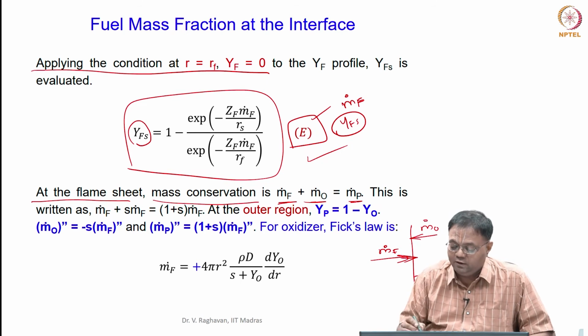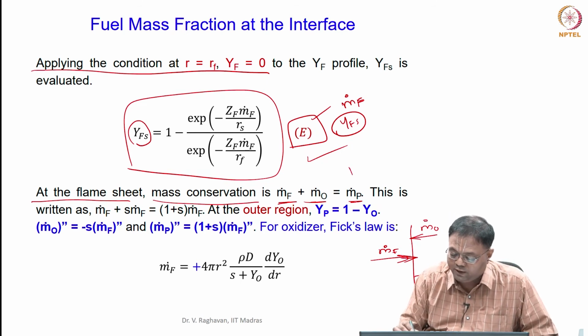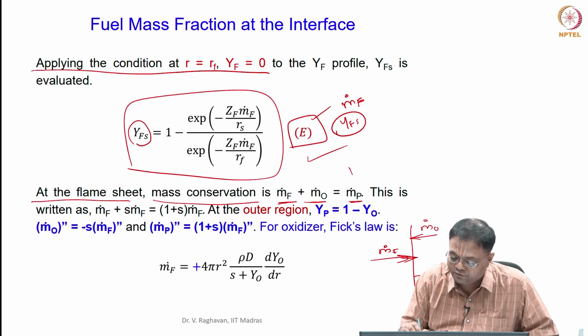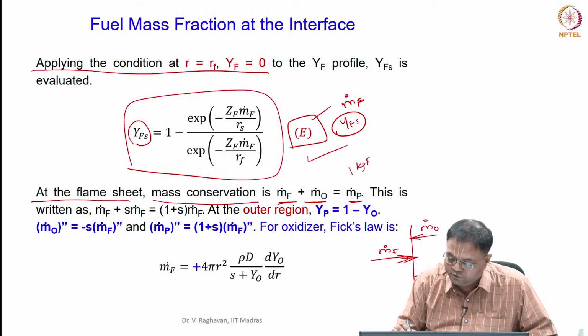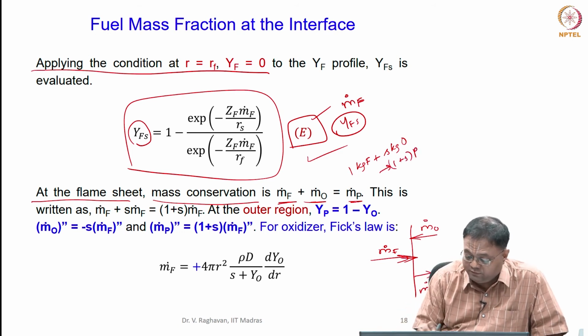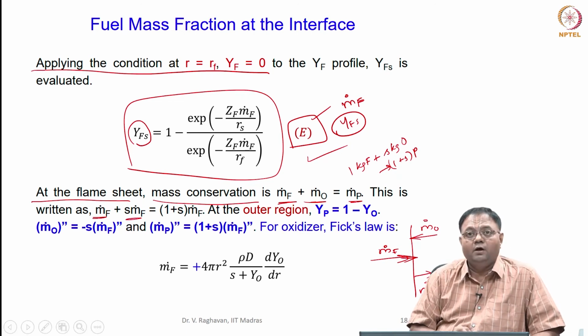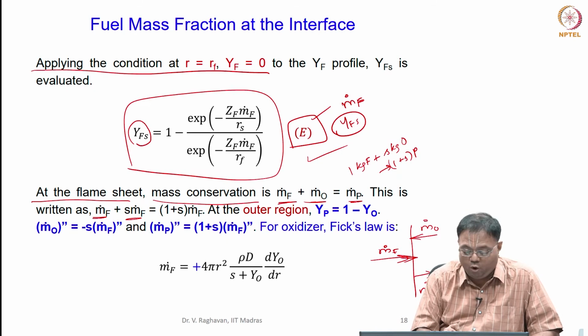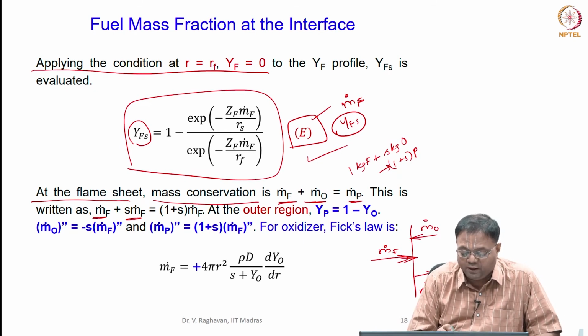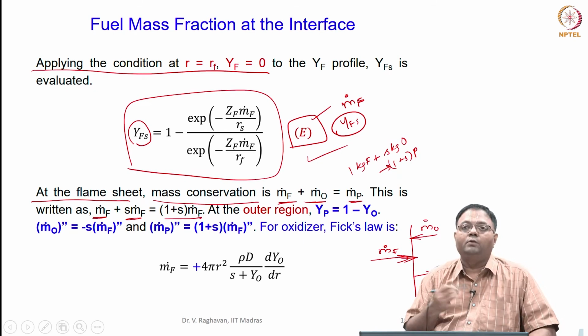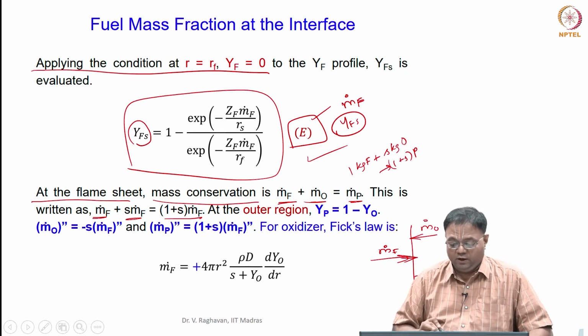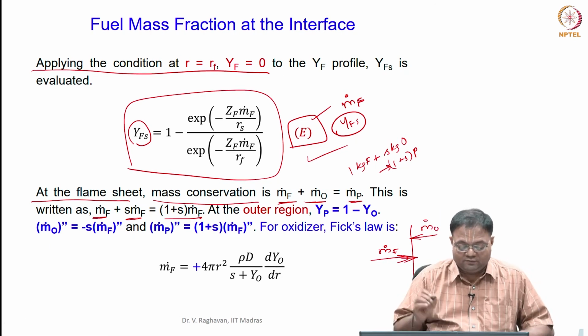Now I know that from the equation, 1 kg fuel plus S kg oxidizer gives 1 plus S kg of products. I can write this equation as M dot F plus S times M dot F, that is nothing but M dot O, gives (1 plus S) times M dot F, which is the M dot P. So this you can write. Now please understand the fluxes.